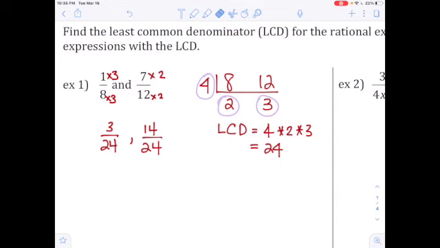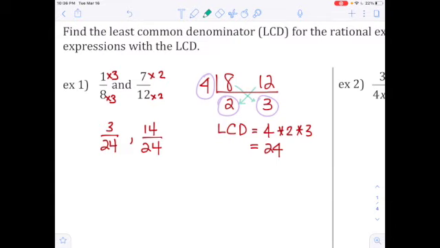Now, if you think about this, it's really interesting. If I have 12, I can multiply by 2. If I have 8, I can multiply by 3. That's exactly what you have to do. So in this case, you can just look at it: 8 needs 3 to make it 24, and 12 needs the 2 to make it 24.